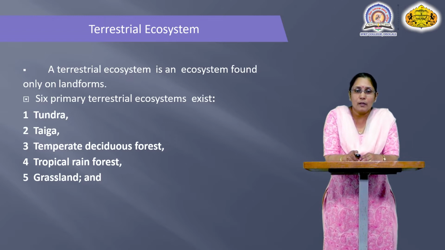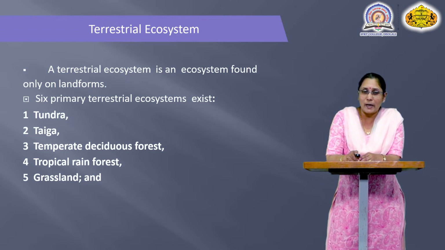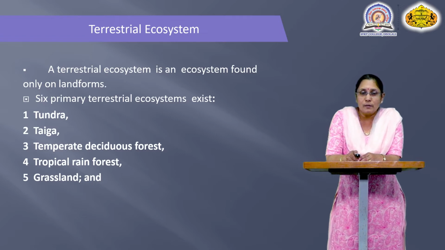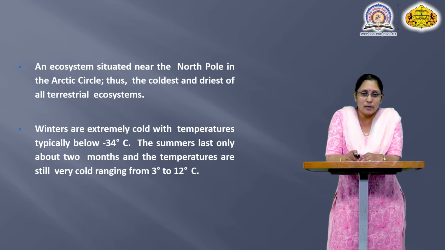So here six primary terrestrial ecosystems are enlisted: Tundra is the first one, second is taiga, then temperate deciduous forest you can see, next is the tropical rainforest, grassland and desert. So these are the six landforms by which the whole terrestrial ecosystem is made.